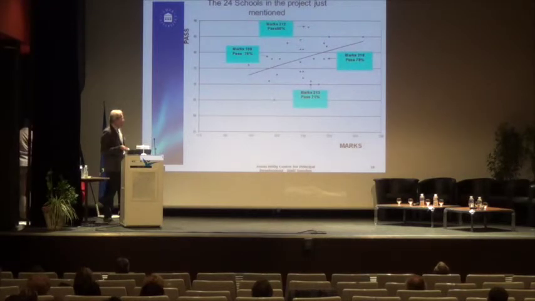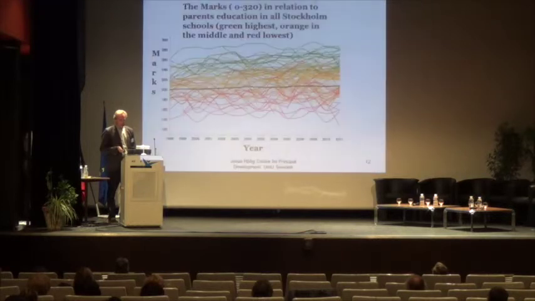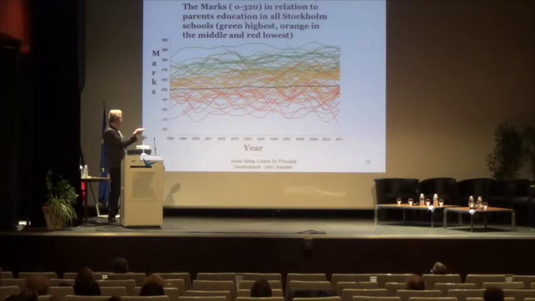This is another picture of the same thing. When it comes to socioeconomic background, here are the Stockholm schools. The green ones have parents with high education, and the red ones have parents with low education, with the orange ones in the middle. And these are a lot of years from 1998 to 2011. And you see they still stay on their level.